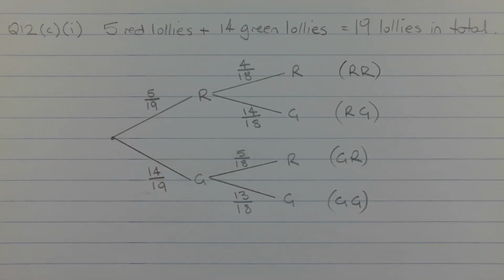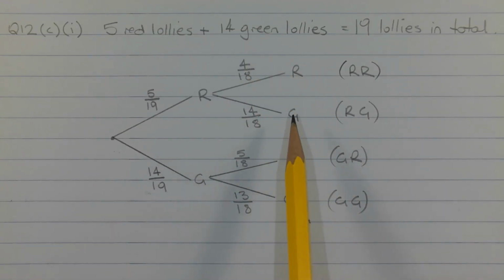Now it's selection without replacement. Once a lolly is drawn, it's not replaced. So in our second draw, the probabilities will be out of 18 instead of 19. So if we've chosen red in our first draw, instead of 5 red lollies, we now have 4 red lollies left out of a total of 18. So the probability of red in our second draw is 4 over 18.